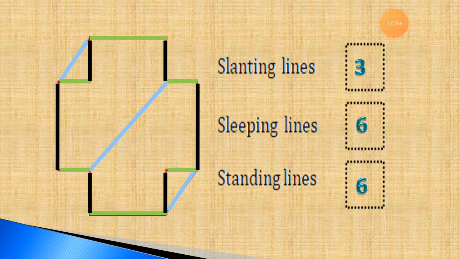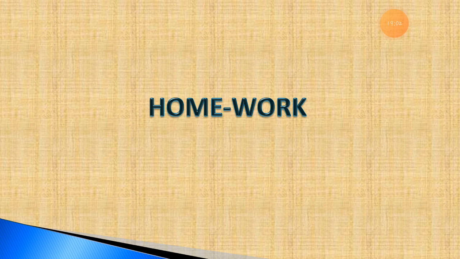How many lines are there in the picture? So total slanting lines are 3, sleeping lines are 6, and standing lines are also 6. This way you have to count these types of lines in the picture. This shape is totally made with 3 kinds of lines only: slanting lines, sleeping lines, and standing lines. I hope you enjoy this worksheet.